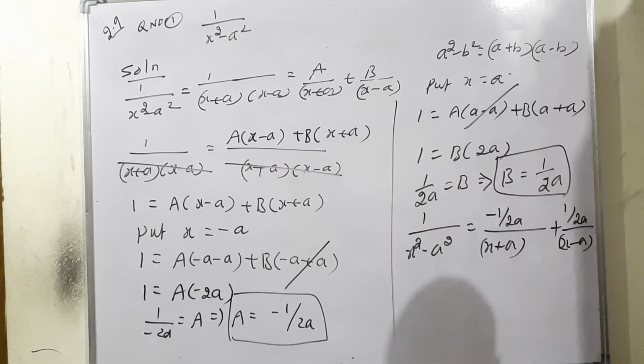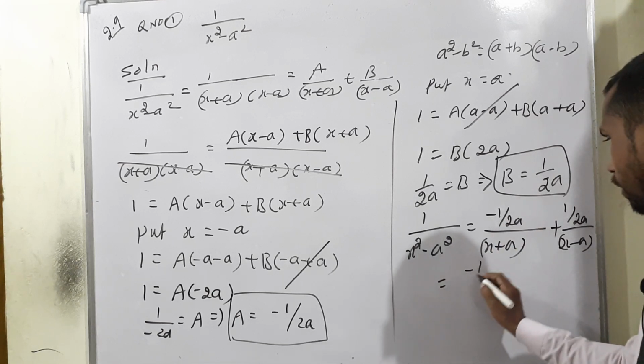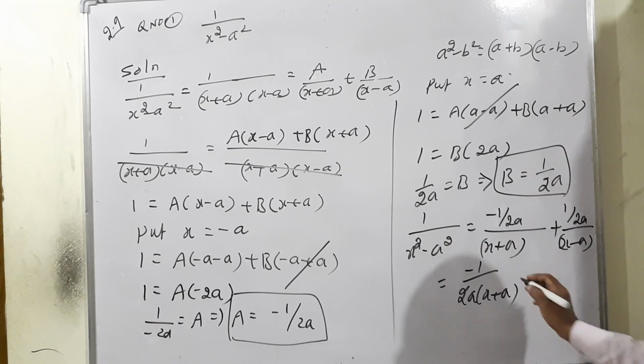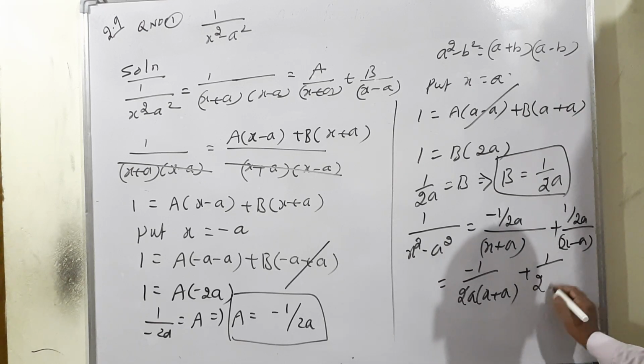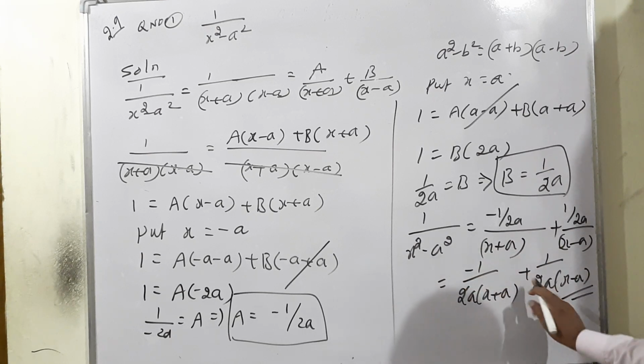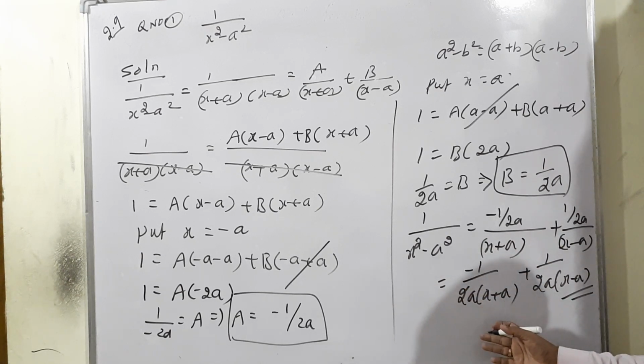So x minus a. Therefore, how to rearrange? Minus 1 by 2a into x plus a, plus positive 1 by 2a into x minus a. Or you can write the positive value first also. This is also correct. Okay.